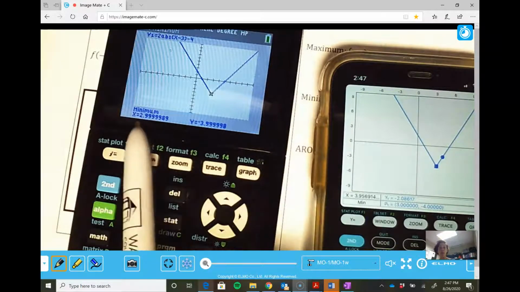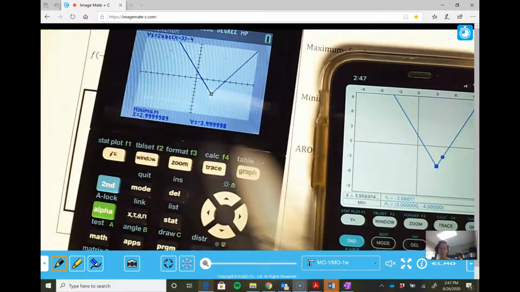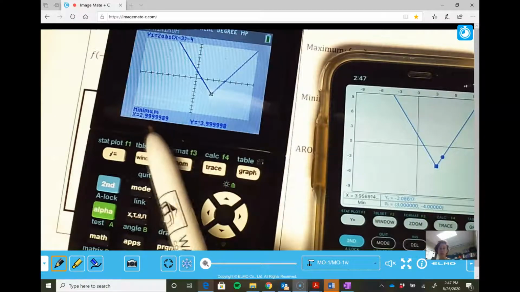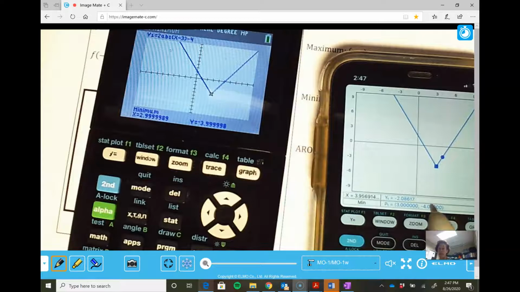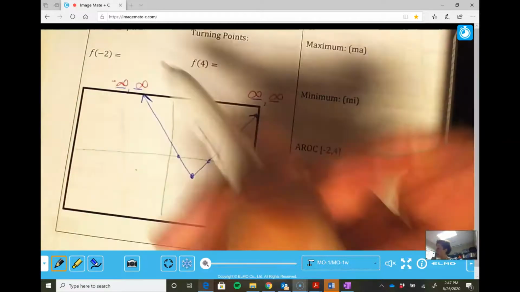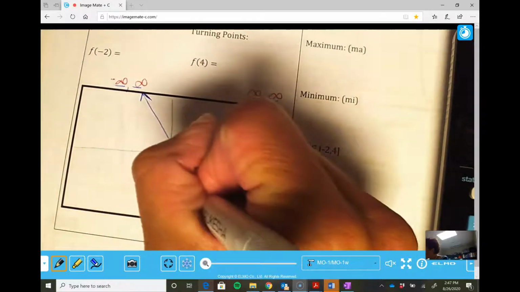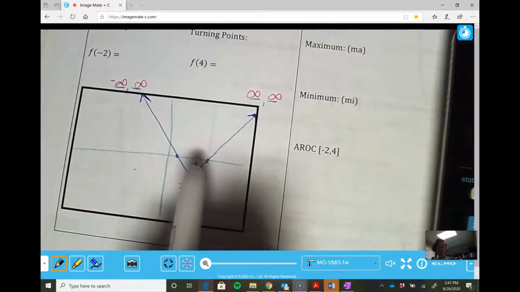So if you notice, this is 2.999 for x, and this is 3. Pretty much the same number. So we're going to use 3. Never use all of those. Just say it's 3. And y, it says -3.99, which is pretty much -4, which is what it says here. So as I do on the other things, I expect you to label your points. So 3, -4.